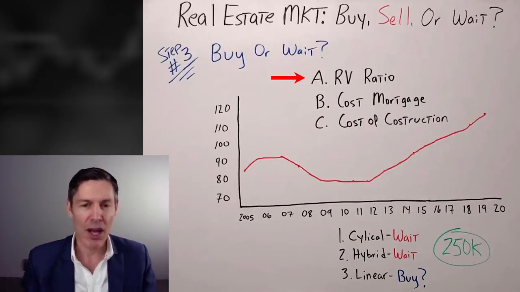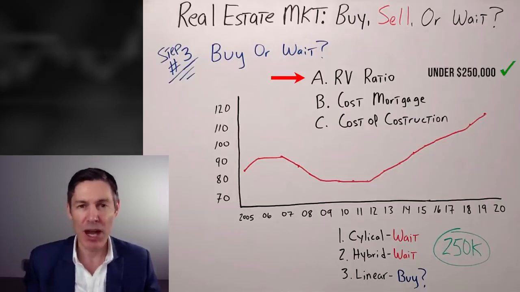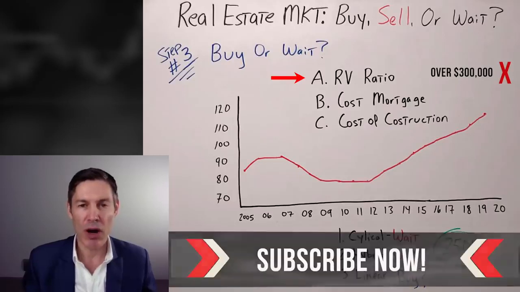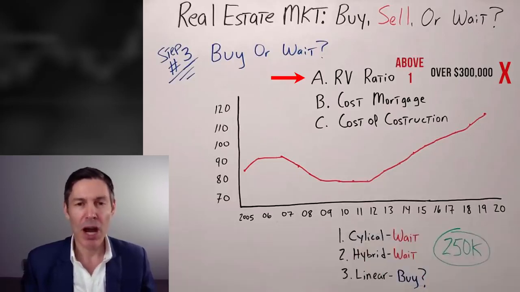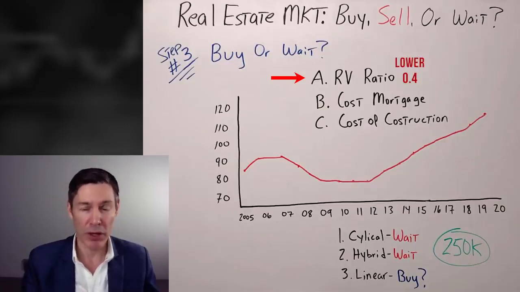So look at the RV ratio. If it's under 1, then it might be a better deal to rent. It goes back to what we were saying with the cyclical, hybrid, and linear market, and a home being under $250,000 in value. The reason that's kind of a benchmark is usually when you get over the 250, 300, it's really tough to find a home with an RV ratio of over 1. But under $250,000, that's usually where those deals exist. So again, if you can find an RV ratio of over 1, it's probably better to buy. If the RV ratio is quite a bit lower than 1, 0.4, 0.5, it's a much better financial decision to rent.